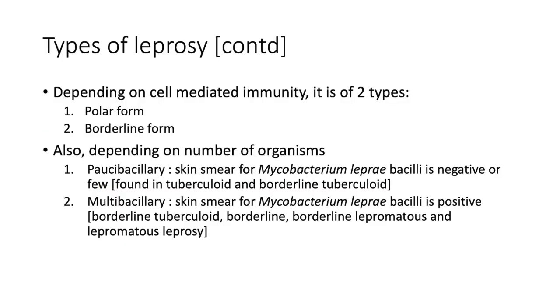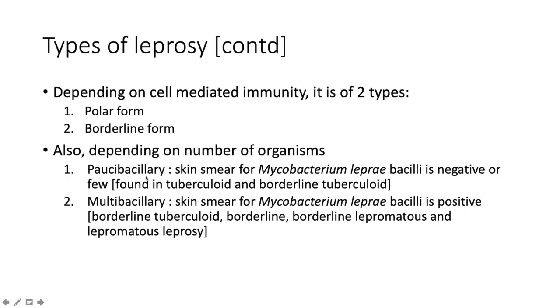All right, let's break down the types of leprosy. Well, depending on the cell-mediated immunity, it is either one of 2 types, a polar form and a borderline form. Not bipolar now, because bipolar and borderline are DSM-5 criteria. No! Also, depending on the number of organisms, we divide it into paucibacillary and multibacillary.